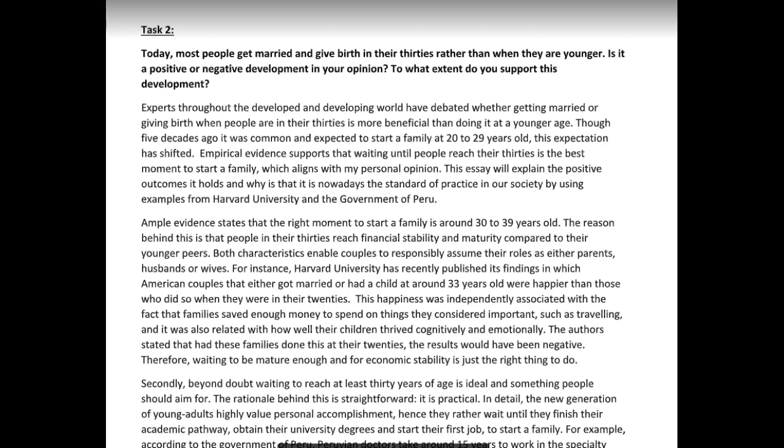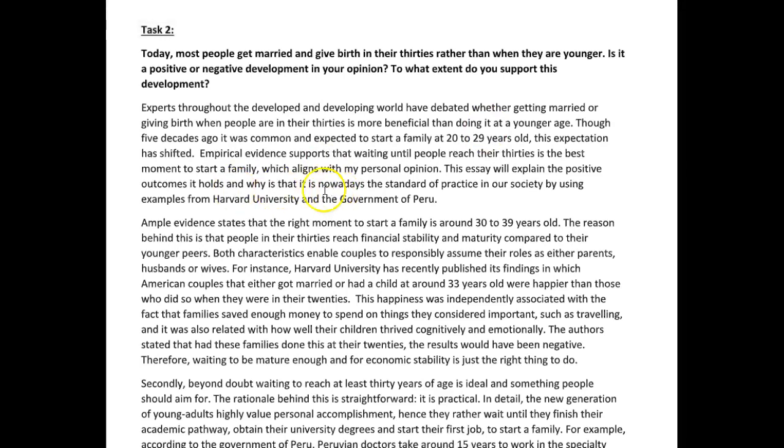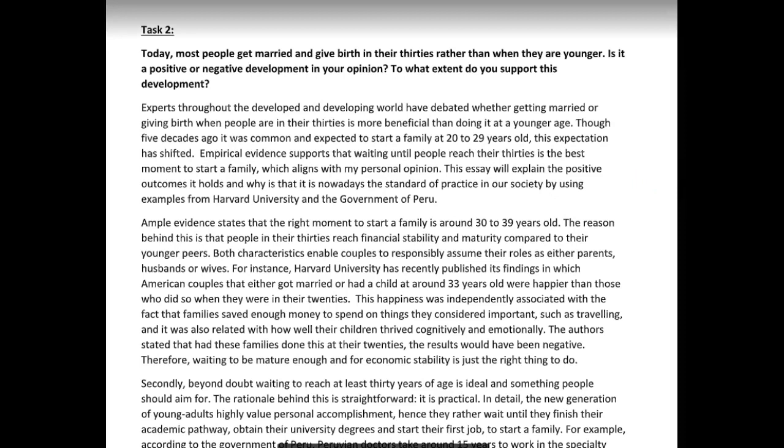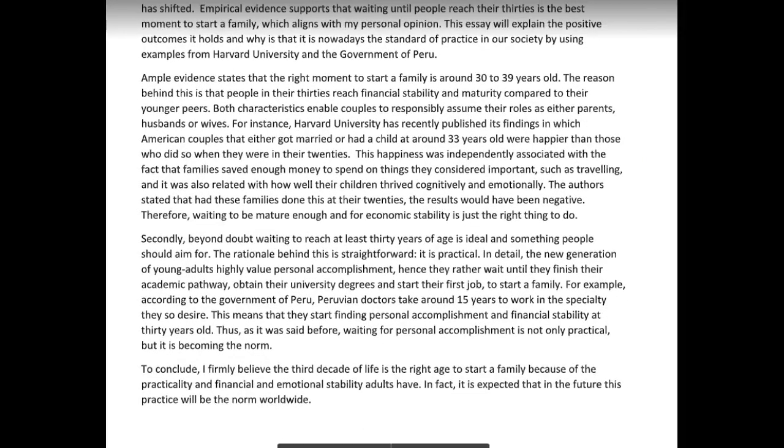This essay will just explain the positive outcomes it holds and why it is, careful here, why it is. This is an indirect question. So why it is that nowadays the standard of practice in our society, why it is the okay. And why it is the standard of practice in our society by using examples from Harvard University and the government of Peru. Did I say Purdue? Sorry, Peru. Lovely. I really like this. It's a little long, okay, but it's lovely, really.